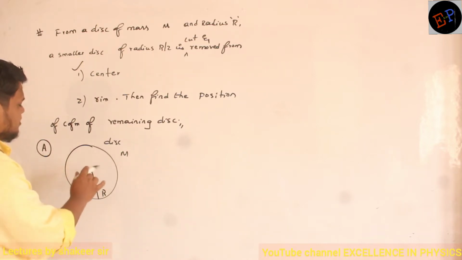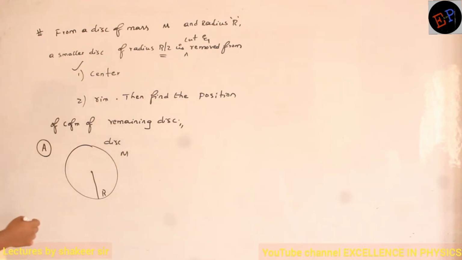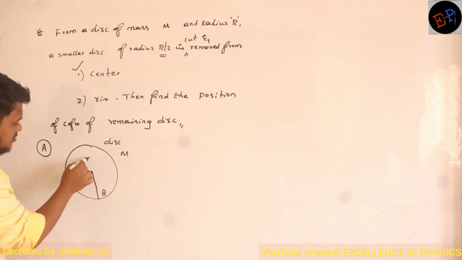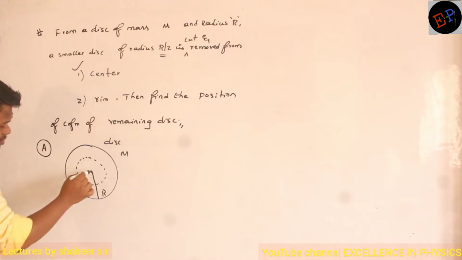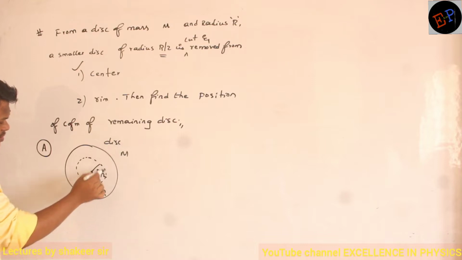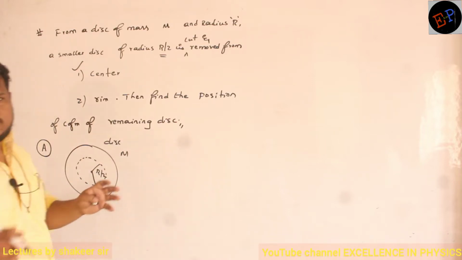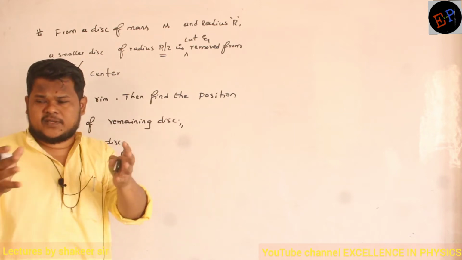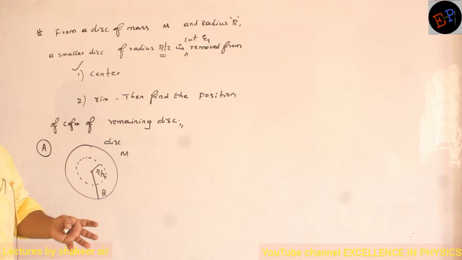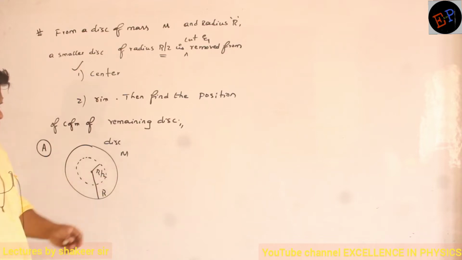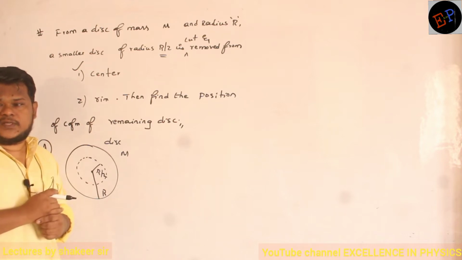So from this disk, a smaller disk of radius r by 2 is cut from where? It is cut from the center. It means a smaller disk is cut like this. Are you able to understand? And the radius of this smaller disk is r by 2. So it is cut and removed. Then you will have a disk with a small hole of radius r by 2. That is the remaining part of the disk. I am supposed to find out where the center of mass of the remaining disk will be. Are you able to understand?